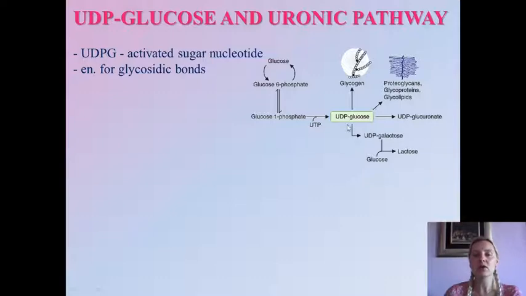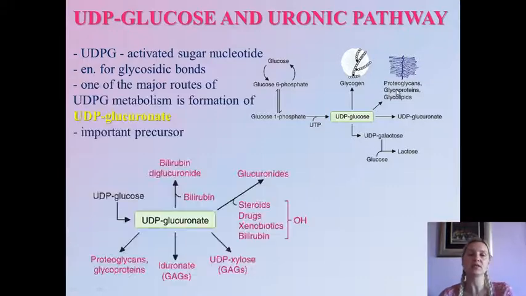But UDP-glucose is a precursor for some other events in our organism. It's needed for the biosynthesis of proteoglycans, glycoproteins, glycolipids, but one of the major routes of UDP-glucose metabolism is the formation of UDP-glucuronate. UDP-glucuronate is a very important precursor for numerous events in our body, and I have provided you with a couple of examples here in a figure.